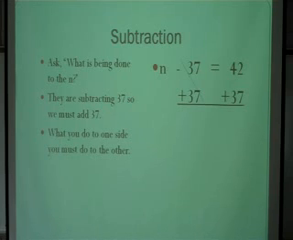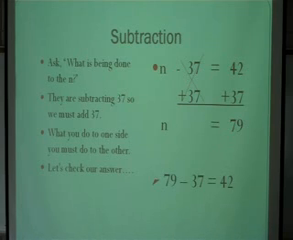The left side will cancel out, leaving just the n. The right side will give us the answer. N equals 79. Notice 2 plus 7 is 9, and 4 plus 3 is 7. Now to check our answer, we're going to use substitution, put the 79 in the n's place, and work the original problem.